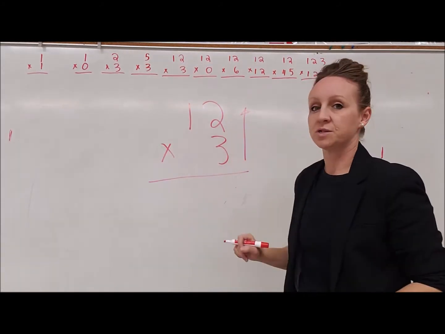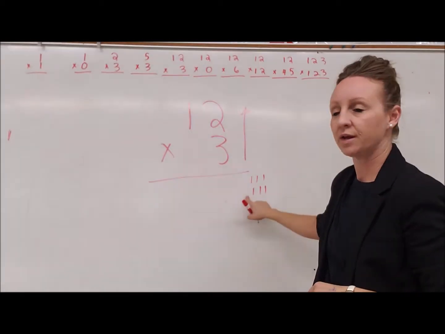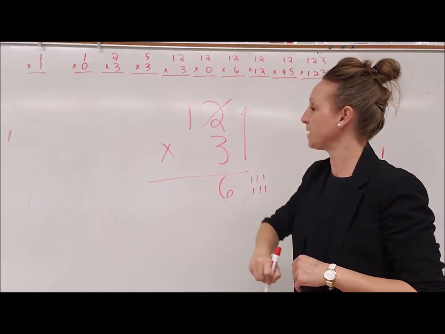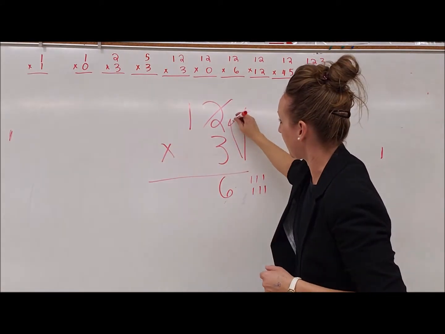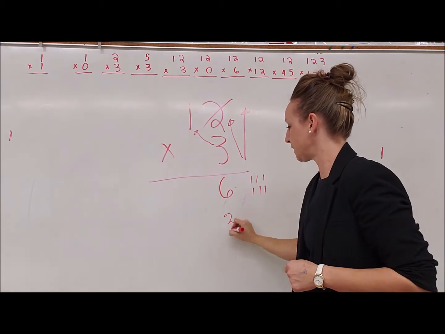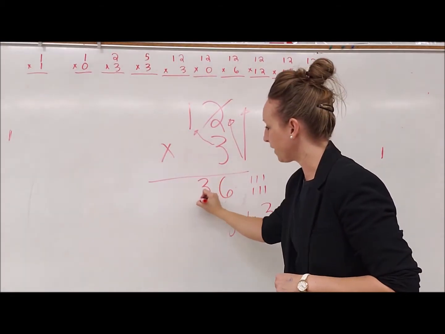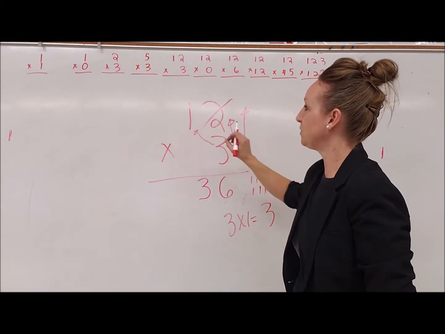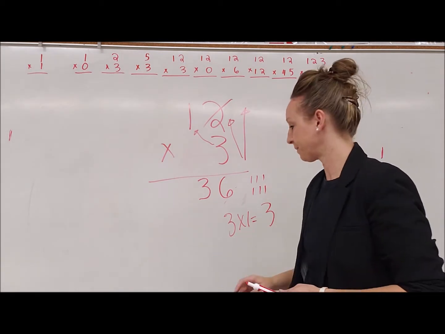So 3 times 2 is 6. So 1, 2, 3, 4, 5, 6. There's my 2 groups of 3. So 6 is my answer for 3 times 2. Now I'm finished with my 2. I can cross it off. I'm going to go over to the 1. So now I'm working my way left. Now I'm going to go 3 times 1. Sometimes it's nice just to write it out. 3 times 1 is 3. And I'm going to write it right here. And then I'm done. That is how I multiply 2 digits by 1 digit with nothing over 9.